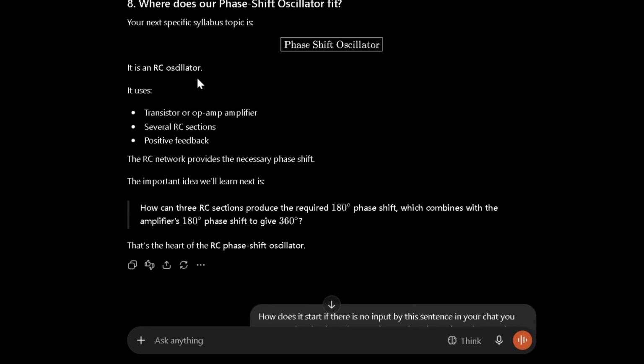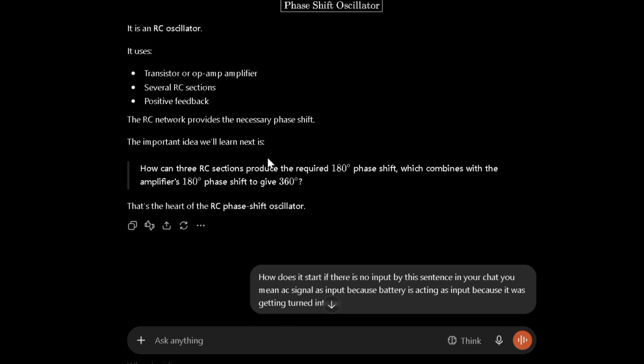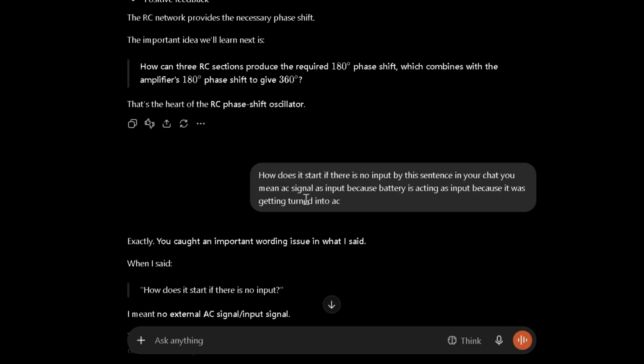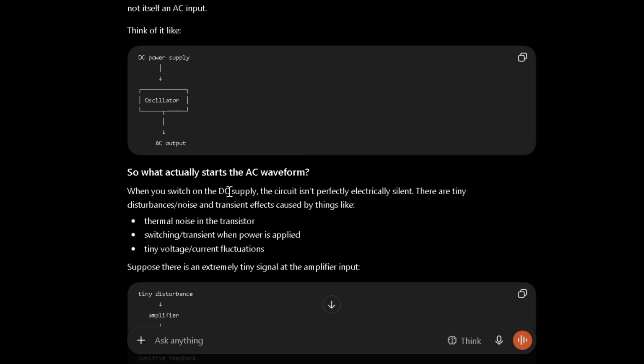Where does our phase shift oscillator fit? Your next syllabus topic, the phase shift oscillator, is an RC oscillator. It uses a transistor or op-amp with three RC sections. The RC network provides the phase shift. The important idea in the next topic is how three RC sections produce the required 180 degrees phase shift, which combines with the amplifier's 180 degrees phase shift to get 360 degrees. How does it start if there is no input?